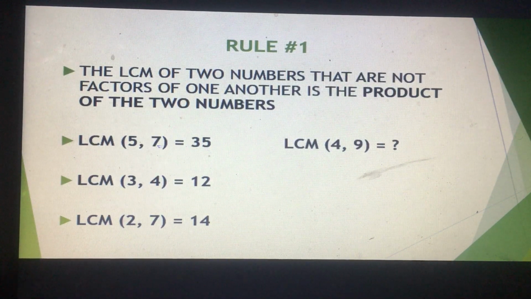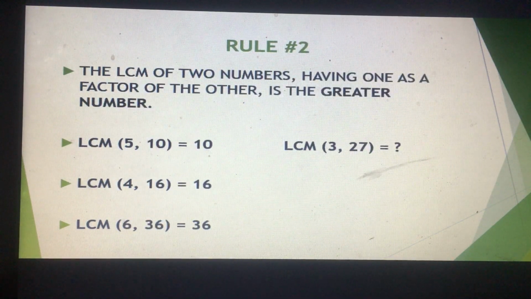Similarly, 2 and 7 are not factors of one another, so the LCM will be the product of 2 and 7, which gives 14. You can quickly see this particular question, the LCM of 4 and 9 will be 36, because 36 is the product of 4 and 9, and 4 and 9 are not factors of one another. So the LCM of two numbers that are not factors of one another will give you the product of the two numbers. Hold on to this rule, it will help you in getting the LCM of numbers. Rule number 2, the LCM of two numbers having one as a factor of the other is the greater number.